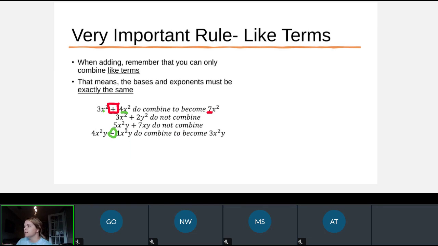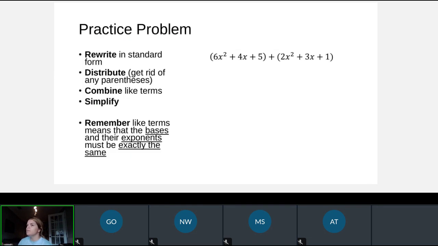All right, let's go ahead and practice an addition problem. I'm going to move sort of quickly through this because I think most of you have got this down, and I want to get to subtraction. So the first thing on my checklist says to rewrite in standard form. So I'm going to check each of my terms in the parentheses and make sure they're in standard form. So we've got x squared, x, and then no variable. Perfect. Same with the second set of parentheses. Okay, so far so good.